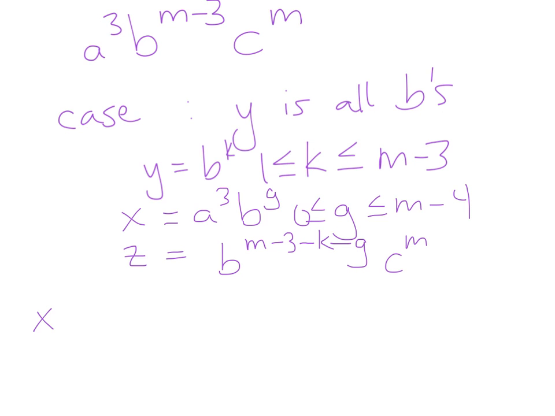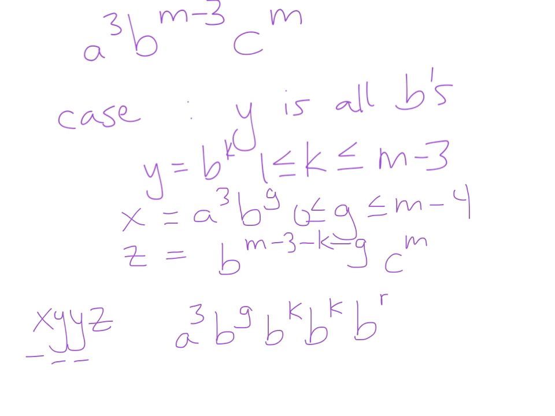So what is x, y, y, z? Well, let's see. We get a to the 3, b to the g. That's the x part. The y part, we'll do it twice, is b to the k, right? Because we're doing x, y, y, z. And z is b to the m minus 3 minus k minus g, c to the m.